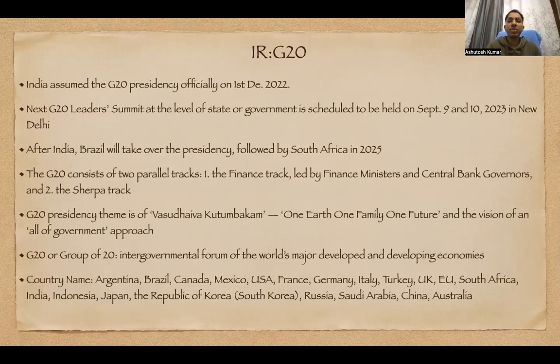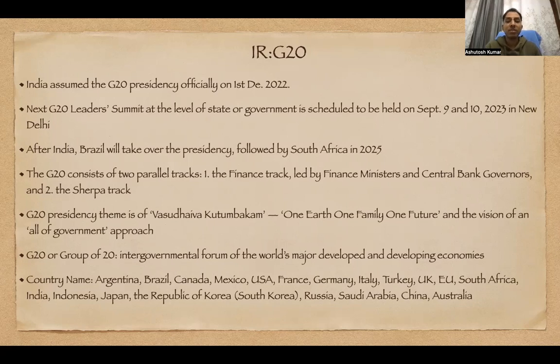Now G20, you should remember, it's very important for mains as well as prelims. There have been questions in 2020 prelims also, and earlier also. So you should remember the countries that are members of this G20 group. India assumed the G20 presidency officially on 1st December 2022, and the next G20 Leaders' Summit, at the level of state or government, is scheduled to be held on September 9 and 10, 2023 in New Delhi. So you should remember it.